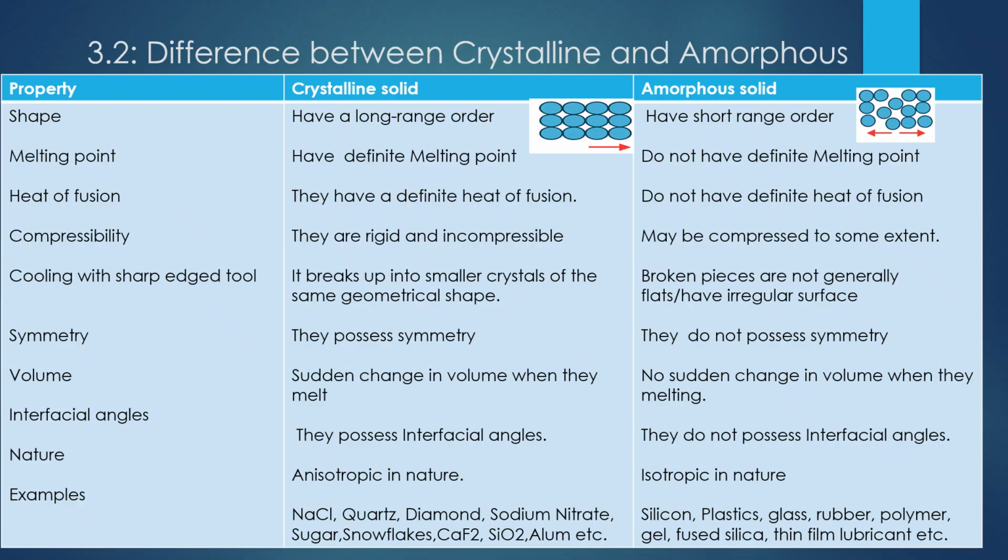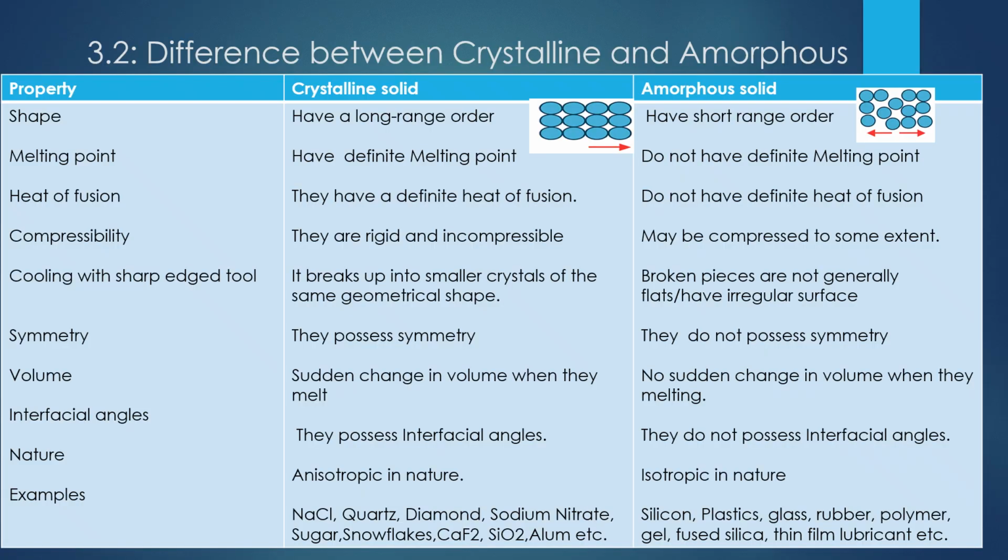3.2 Difference between crystalline and amorphous solids based on their properties. Shape. The crystalline solids have long-ranged order, that means the arrangement is regular. Amorphous solids have short-range order. The arrangement of particles is not regular or uniform. Melting point. Crystalline solids have sharp and definite melting point. Example, NaCl has 801 degrees Celsius. Amorphous solids do not have definite melting point.